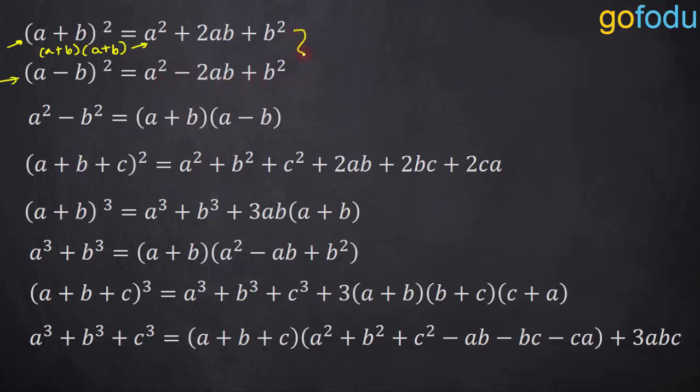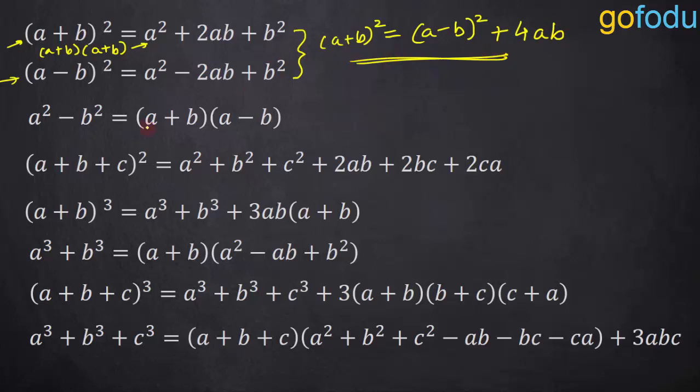Now, combine these both. We can write A plus B whole square is equal to A square plus B square plus 2AB. Now, A square plus B square I can get from this one. A square plus B square is A minus B whole square plus 2AB. So, this is A minus B whole square plus 2AB, and this 2AB will become 4AB. So, this is also one of the ways to write the same thing.